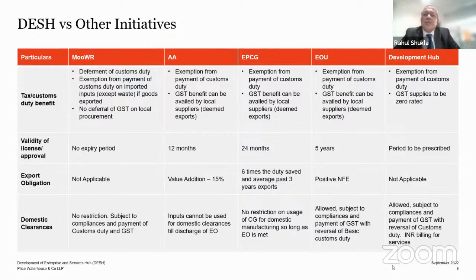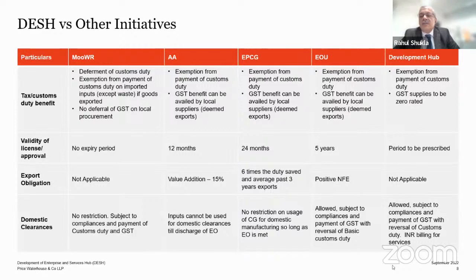EPCG, again, you can use the capital goods. There is no restriction, but you also need to meet your export obligation. EOU, again, you are allowed to do DTI interface, but the reversal of basic customs duty is there, and you have to pay GST. So it's more like a MOVER model, but not the entire duty, only basic customs duty reversal they are talking of here.